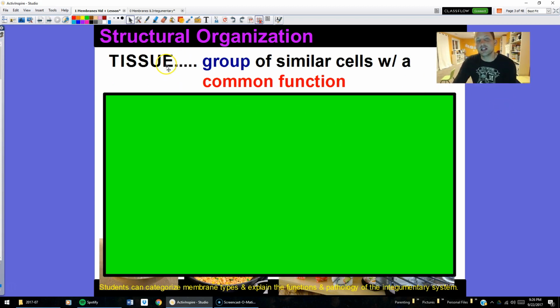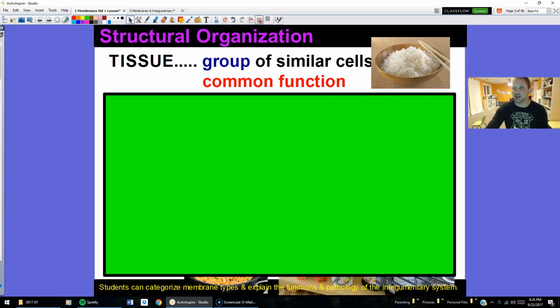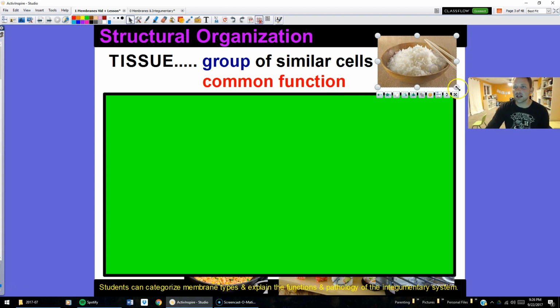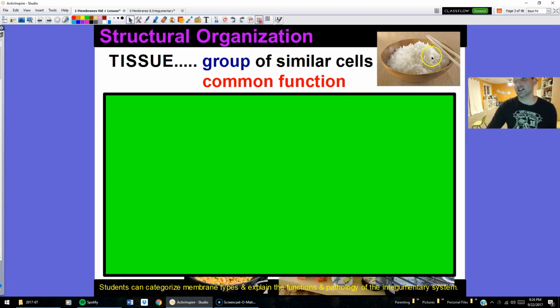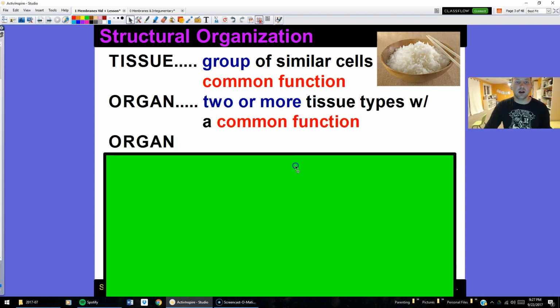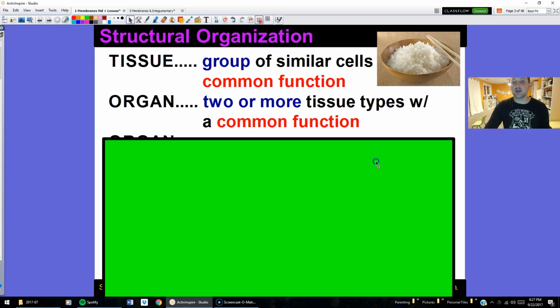To make this a little more useful, not just a straight review of those basic names: a tissue is basically when a bunch of the same cells, or common cells, work together for a common function. If I had to compare this in a culinary way, a tissue is like a bowl of rice if a single cell is a grain of rice. A tissue is a group of common cells that work together for a common function. An organ is 2 or more tissue types working together for a common function.